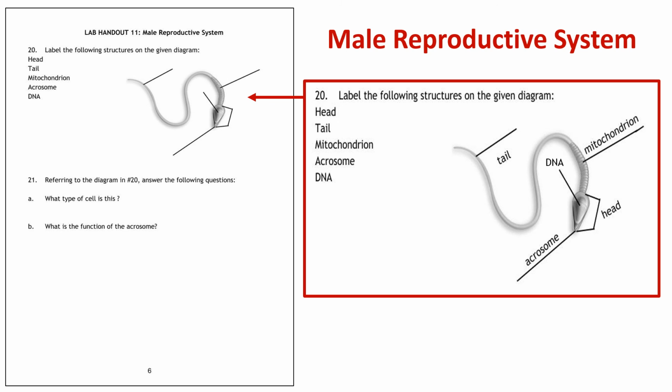Label the following structures on the given diagram. You have the tail, and in the center you have the mitochondrion. Then you have the head, and in the center of the head you have DNA. Then toward the bottom you have acrosome.